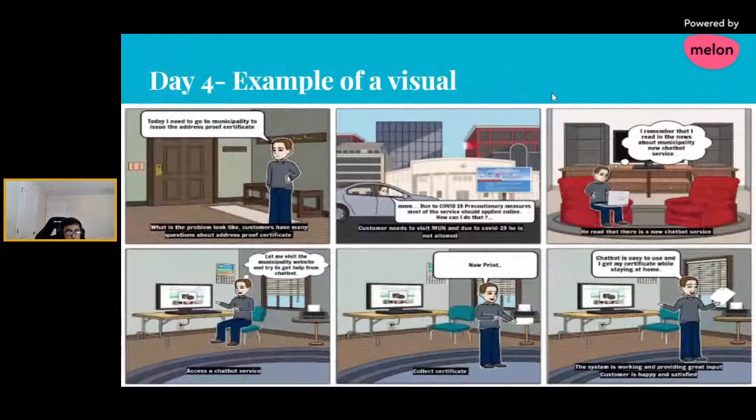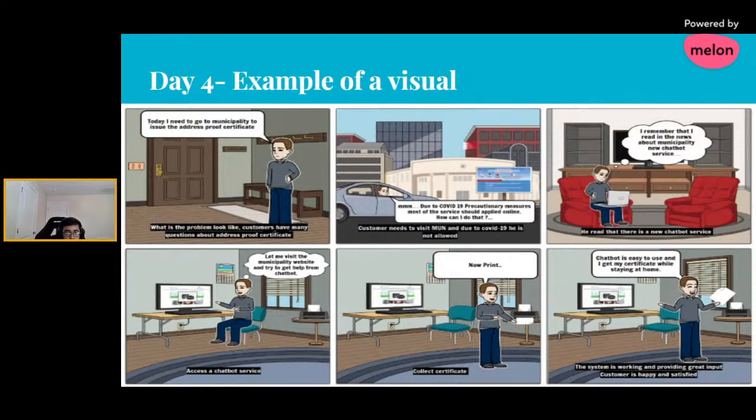All right, now I have an example of a visual that I'm going to walk you through. So the first comic slide starts with a guy saying, "Today I need to go to the municipality to issue the address proof certificate." And obviously, you can see in the black subtitles, it's basically pointing out what part of the visual it is, so what the problem looks like.